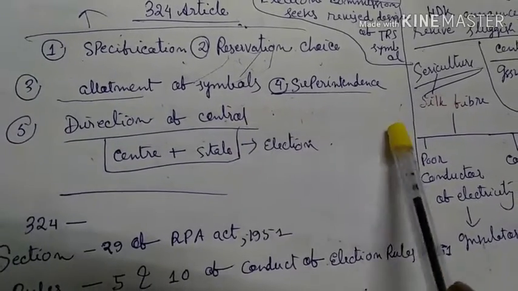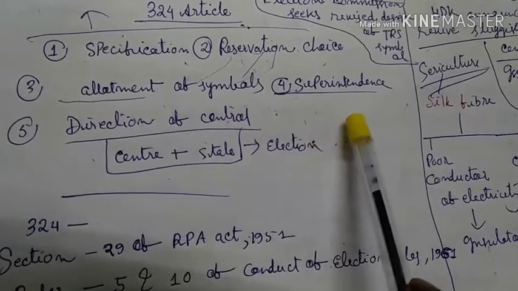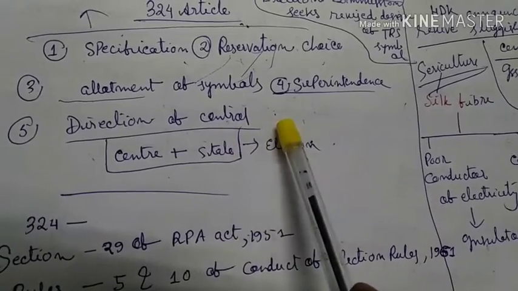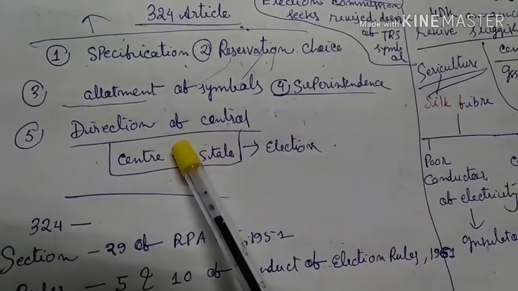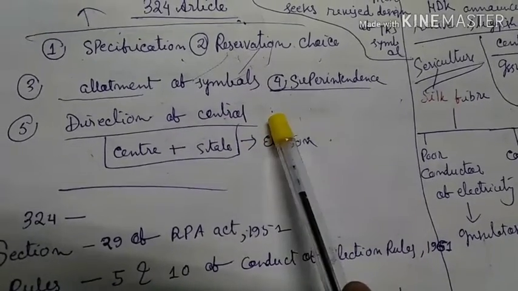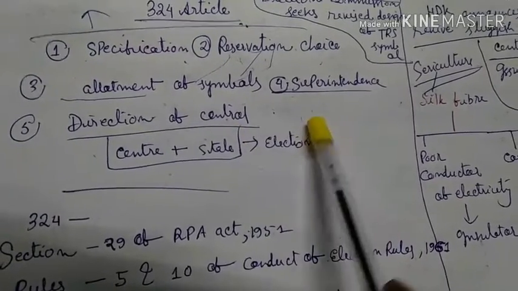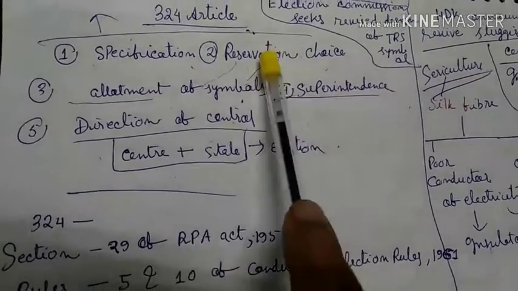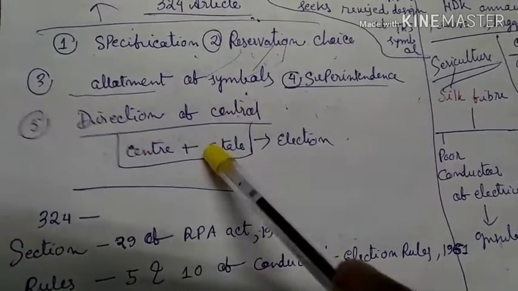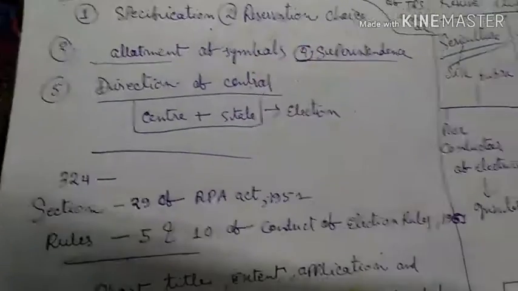Local elections for local government are not done by Election Commission; they are done by the State Election Commission, and both are independent organizations. Do not think that State Election Commissions work under the supervision of Election Commission. No. And do not confuse the words Election Commission, Election Commissioner, Chief Election Commissioner, State Election Commissions, right? And each word: specification, reservation, choice, allotment of symbols, superintendence and direction of central and state legislative assemblies, you have to carefully read each word.